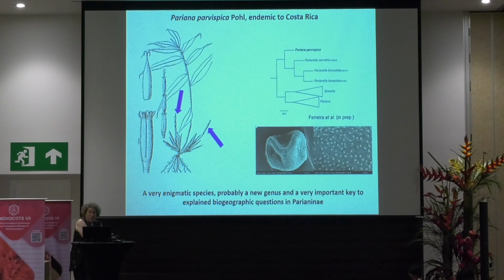And since we're here in Costa Rica, we need to mention Pariana parvispica, which, as far as we know, is a Costa Rican endemic, described by my major professor, Dr. Richard Pohl, quite a few years ago. We have some very preliminary data that is putting it here. Emulanthus would be there. So we're probably looking at another cryptic genus in this subtribe, and again, one with really important biogeographic implications. This is Costa Rica, everything else is in South America.